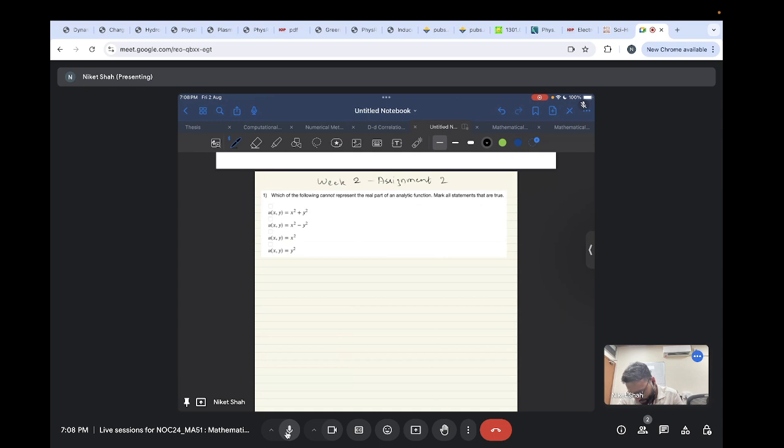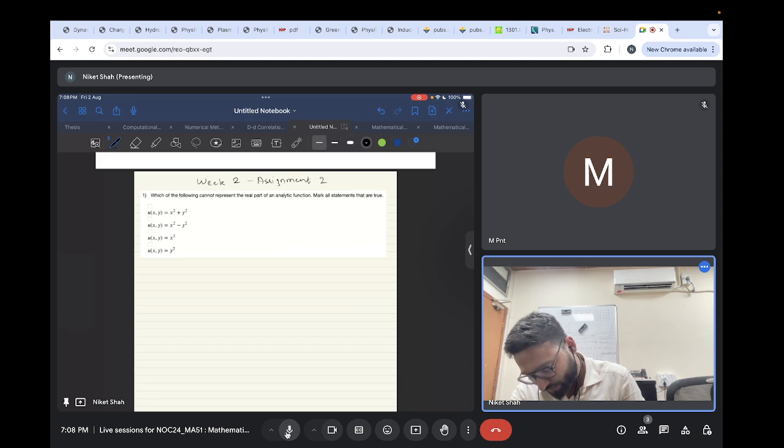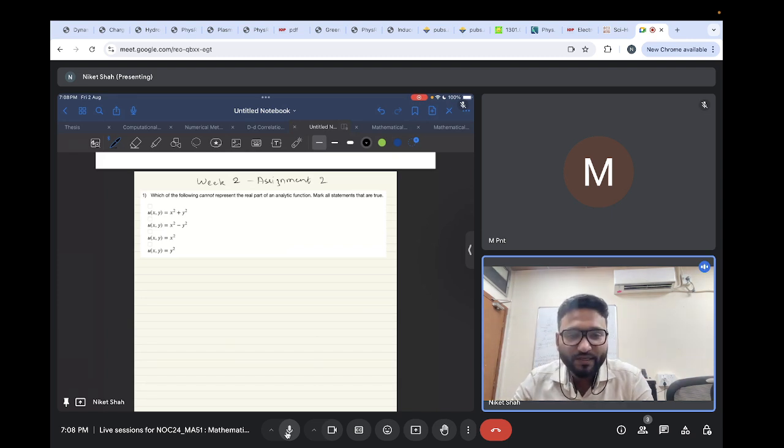The first question is, which of the following cannot represent the real part of an analytic function? Mark all statements that are true. So here we're not given any imaginary part, and separately we have to judge whether the real part is that of an analytic function or not. So how do we do that?